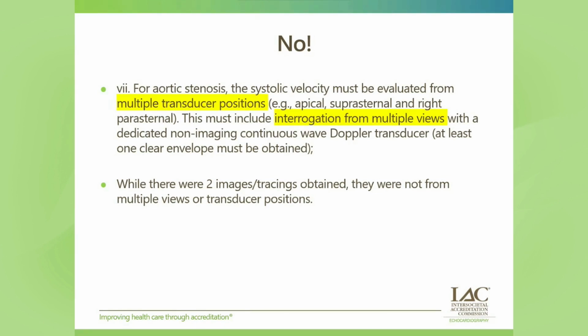from multiple transducer positions. This would be apical, suprasternal, and right parasternal. This must include interrogation from those multiple positions with the dedicated non-imaging continuous wave Doppler transducer, and you must obtain at least 1 clear envelope. So while they took 2 beautiful tracings from the apical position, they were not from multiple transducer positions. So they needed to document something from the right sternal border and/or the suprasternal notch.